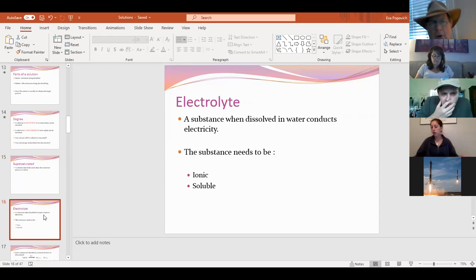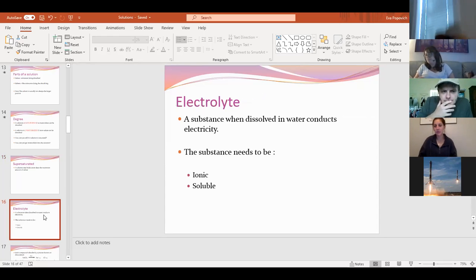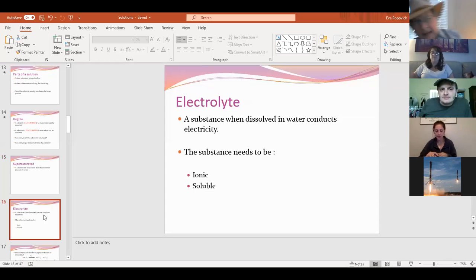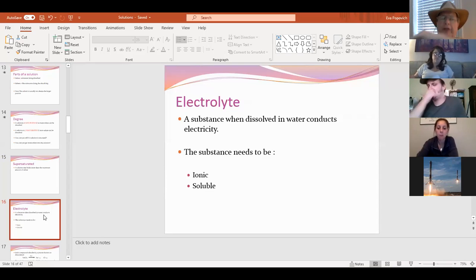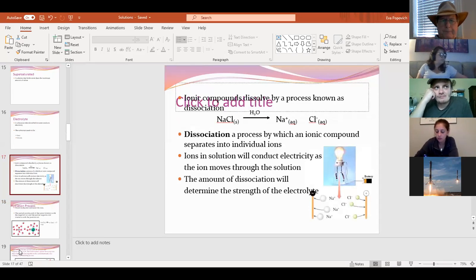Now, another thing that we talked about a little bit in lab a couple weeks back is something called an electrolyte. An electrolyte is nothing more than a substance that, when it dissolves in water, will conduct electricity. The two requirements are that it needs to be ionic, because ionic substances are charged. They can help carry a charge through the solution. The other thing it needs to be is soluble. So an electrolyte needs to be ionic and it needs to be soluble.